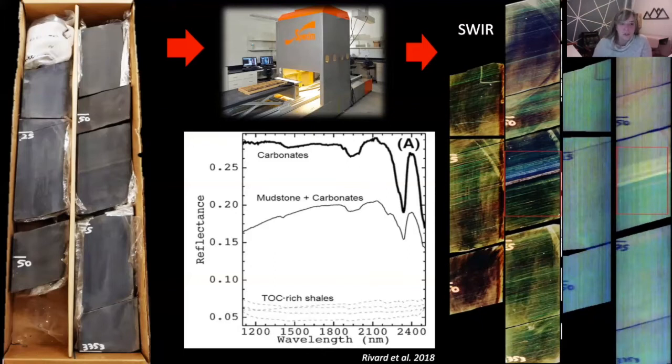And logging a core like this takes an extreme amount of patience and time in order to recognize tiny little biogenic structures, or in terms of changes in mineralogy, it's almost impossible to detect them. And you would have to go ahead and just sample at regularly spaced intervals without having any idea whether you're capturing the heterogeneity at a proper sampling interval.